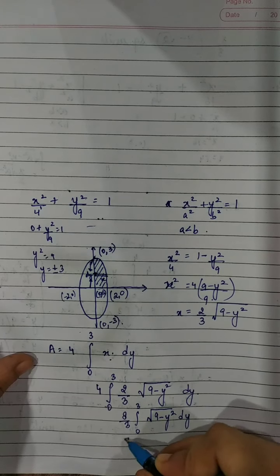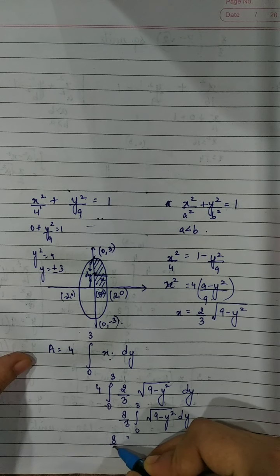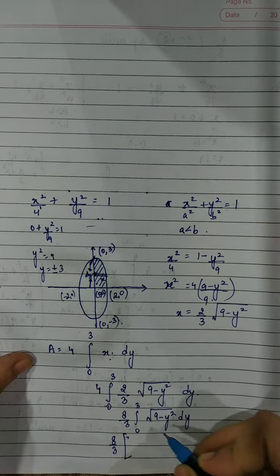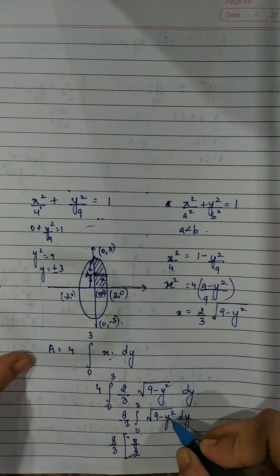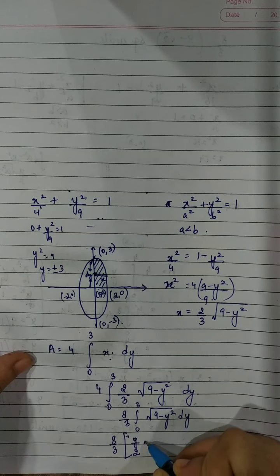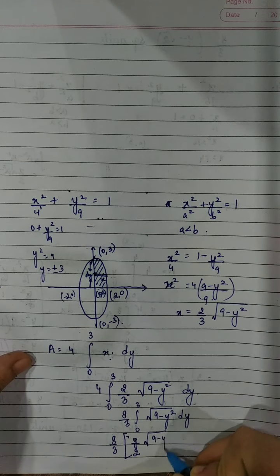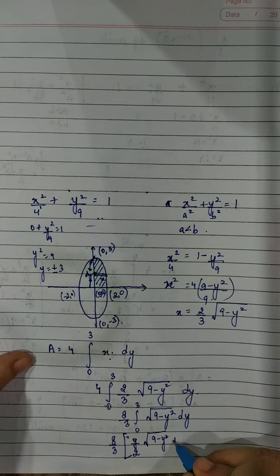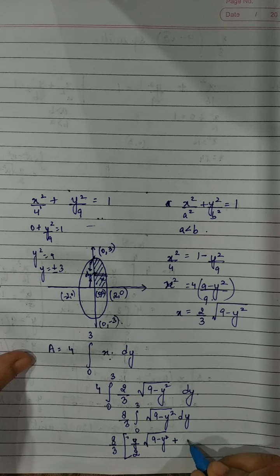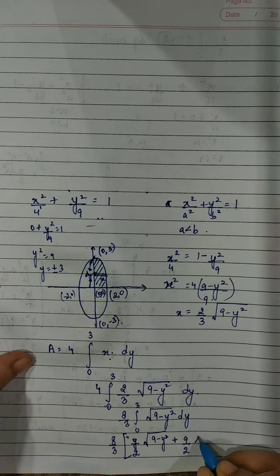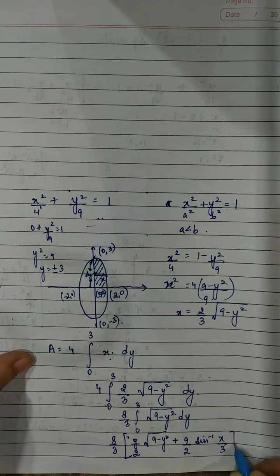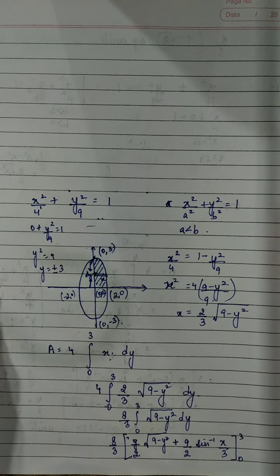So further you can do this, right? What is the formula? Under root of a square minus x square is x by 2 under root of a square minus x square, plus a square by 2 sine inverse x by a. Instead we can use y here: y by 2 under root of 9 minus y square plus 9 by 2, since a square is 9, sine inverse y by 3, and this is from 0 to 3, right?